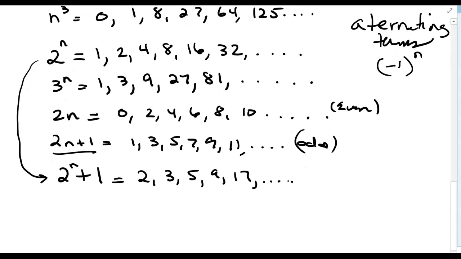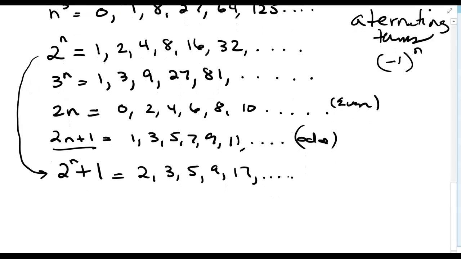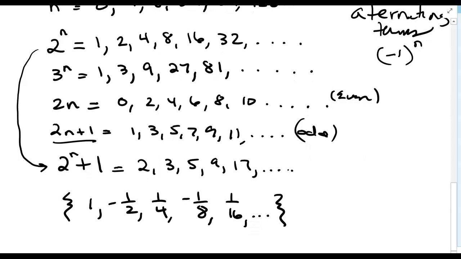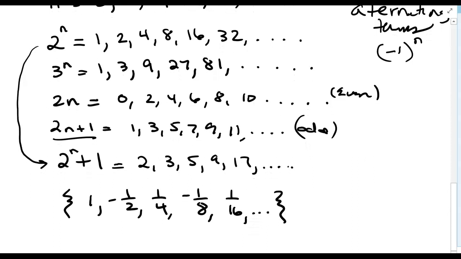So can you come up with the general formula for, based on what we just did, let's do 1, -1/2, 1/4, -1/8, 1/16. So what do you think that general formula for this particular sequence would be? First thing I want you to notice is that alternating negative sign.